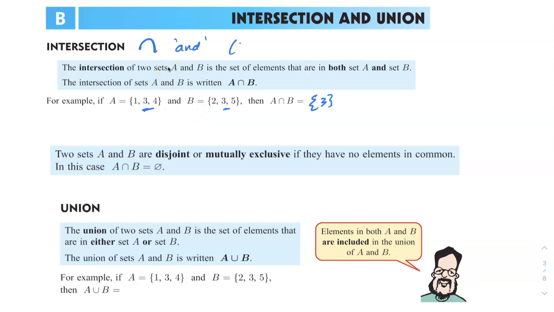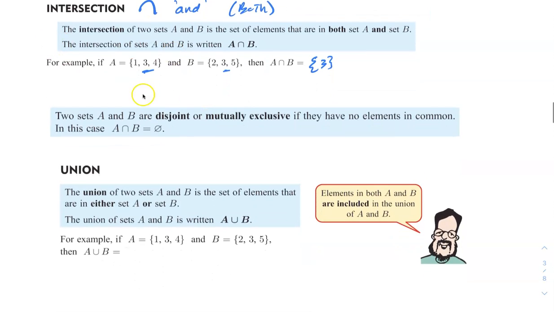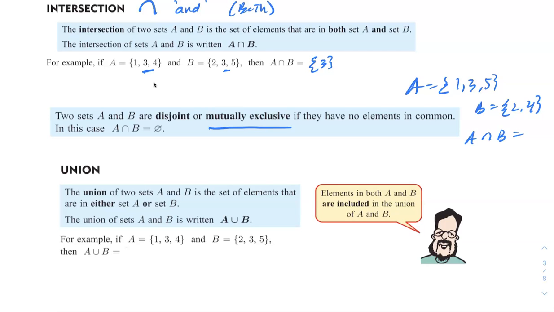So you want to think of intersection as both. Right? It's in A and in B. It's in both of those elements. If two sets have nothing in common, we call them mutually exclusive. So if my two sets were the set 1, 3, 5, and the set 2 and 4, these two have nothing in common. So we call them mutually exclusive, and we say the intersection is an empty set. They have no elements in common.